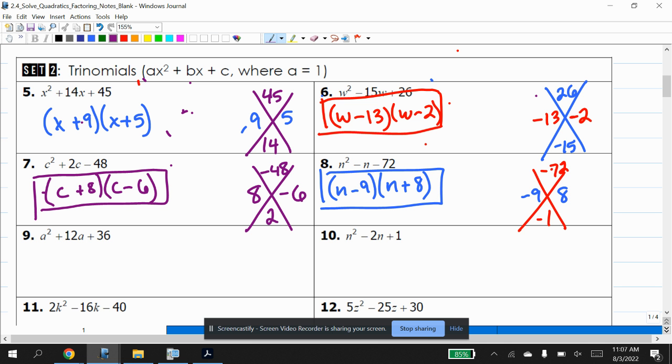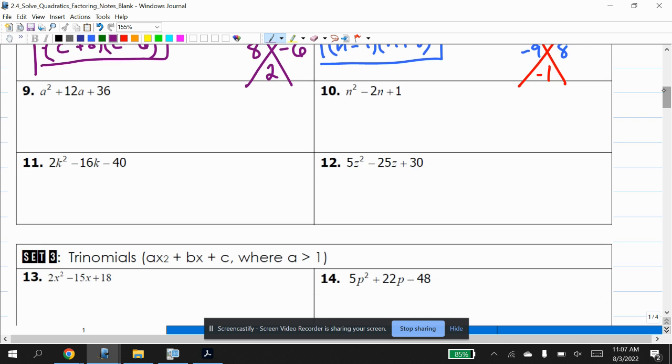Let's jump down there to number 11. Skip 9 and 10. We won't do every example all the way through. Let's do number 11 and 12 here. 2k squared minus 16k minus 40. So it's a trinomial, so my brain goes, oh, do the x. But what do I have to do before I can do the x? Which is? 2. 2 goes into all of those. So I'm going to factor out the 2 and change it to k squared minus 8k minus 20.